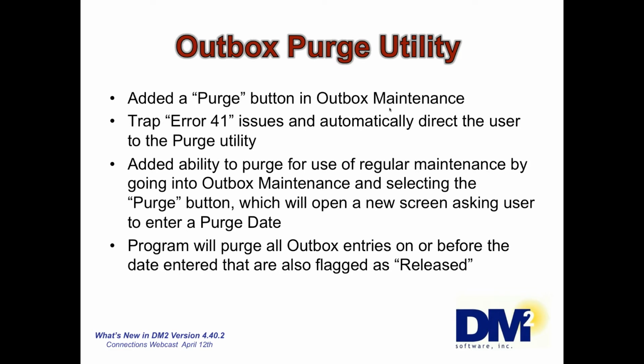So you don't need to wait till you get a 41, have the thing blow up, and then go over and purge it. If it's going to get an error 41, because it's got too many records in there, it will automatically open the purge utility for you and direct you to the appropriate thing to do. We also added the ability to purge for regular maintenance by going into Outbox maintenance, selecting the purge button, putting in a date, and then doing the purge. And the program will purge all Outbox entries on or before the date entered that are also flagged as released. So it will not purge something that hasn't been released or sent.